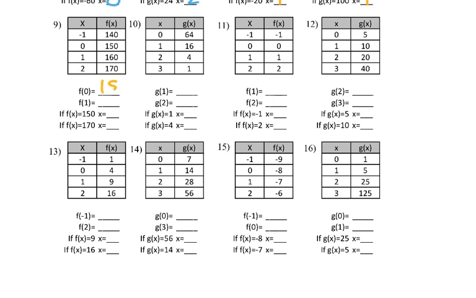F of 0 would be 150, f of 1 would be 160, 150 as an output would take us to an input of 0, 170 output, input of 2. Okay, number 10, g of 1 is 16, g of 2 is 4, g of x equals 1, x equals 3, and 4 matches with 2. F of 1 is 1, f of 2 is 2, f of x equals negative 1 is x equals negative 1, and f of x equals 2 is x equals 2.